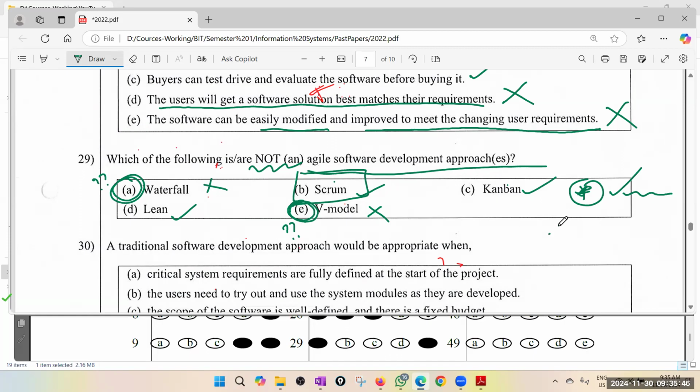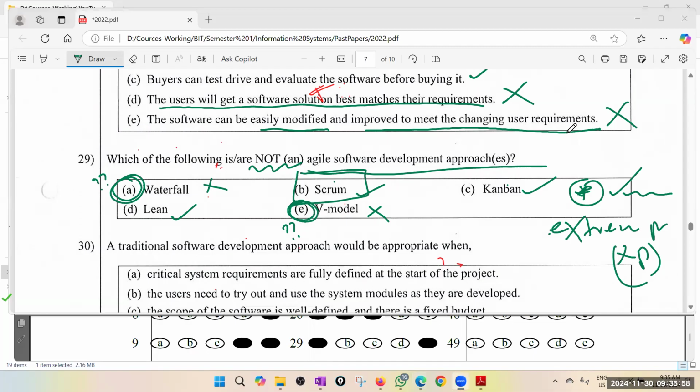Extreme programming, right? Extreme programming, or XP. Right? XP. Correct. The E is silent because we just say XP.